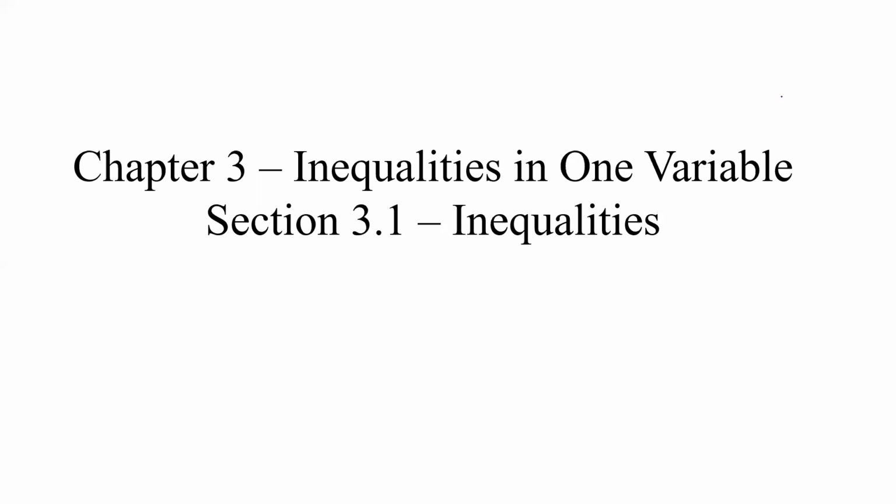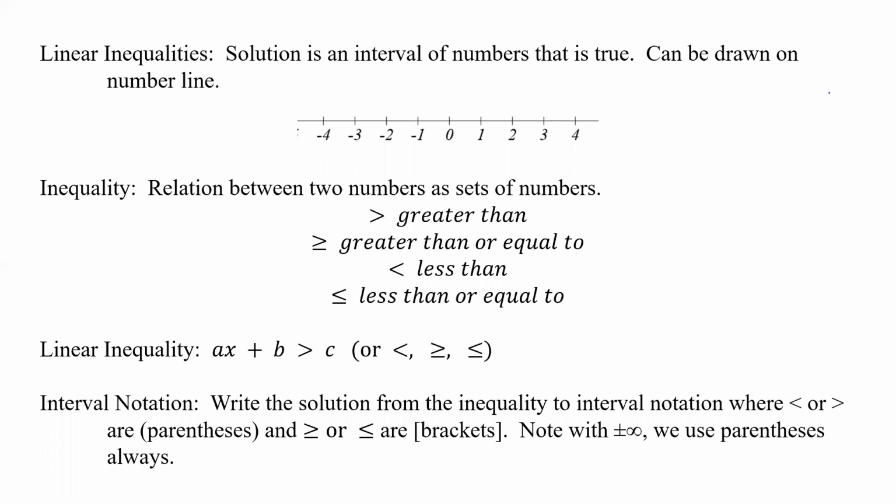All right, welcome to Chapter 3 on Inequalities in One Variable. This is Section 3.1 on inequalities. So, linear inequalities. A solution is an interval of numbers that is true, and it can be drawn on a number line. For instance, if we know that it's going to include all numbers from 0 to the left, we'll make a closed circle at 0, and then we can draw our line to the left. Now our closed circle disappeared, but that's okay.